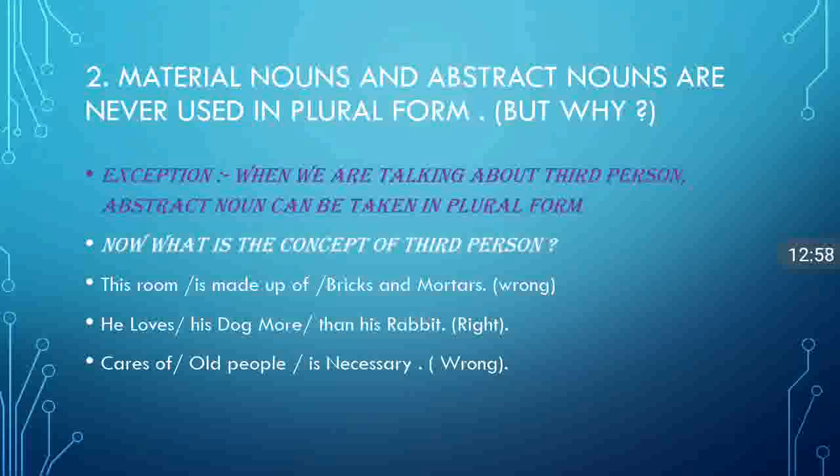So the second rule is that material nouns and abstract nouns are never used in plural form. The question is why? First of all, ladies and gentlemen, you need to know what material nouns are. Material nouns are the materials from which something is made. What are abstract nouns? The feelings and states which you cannot touch and cannot count are abstract nouns. Like feelings are abstract nouns.